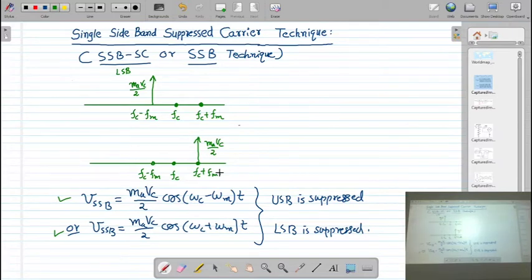But actually if you see this frequency spectrum, we have considered only a single modulating frequency, and that is FM. But we know that our information contains a number of frequencies. Information will be from 20 Hz to 20 kHz. So a number of frequencies are going to be present. So actually if we draw the frequency spectrum, then it will be like this.